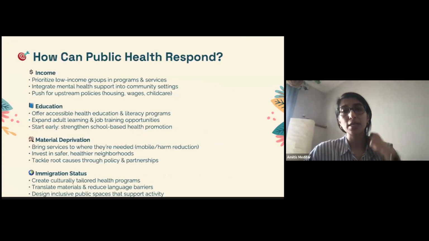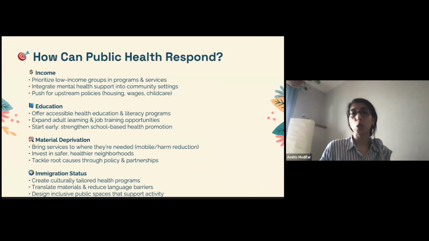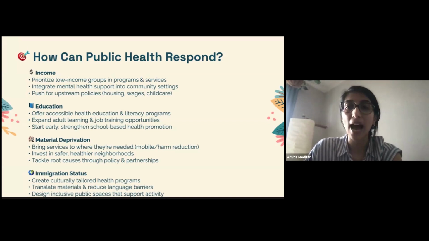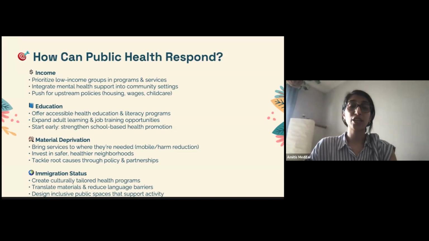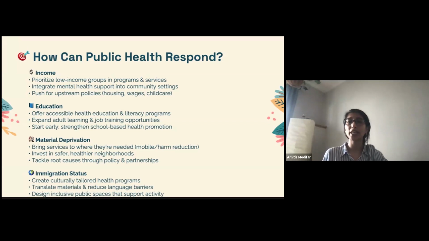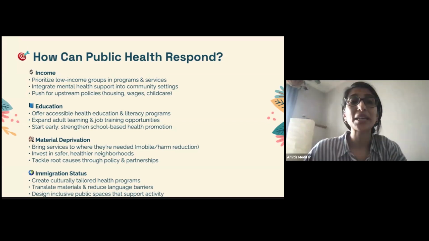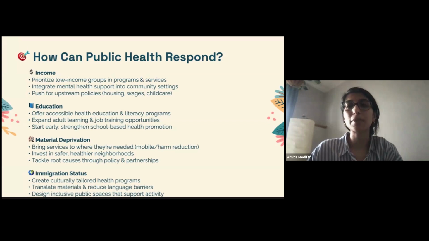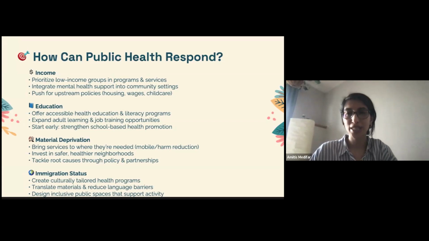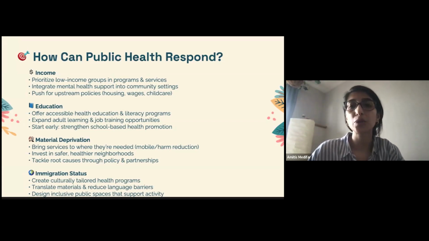So how can public health respond? For income, we need to prioritize low-income communities, expand mental health access, and advocate for policies like housing and childcare. Under education, we can boost health literacy, support adult learning, and invest early in schools. When it comes to material deprivation, the key is meeting people where they are through mobile services, safer neighborhoods, and systemic partnership. And finally, for immigration status, tailoring programs, translating resources, and building inclusive spaces can make a big difference.